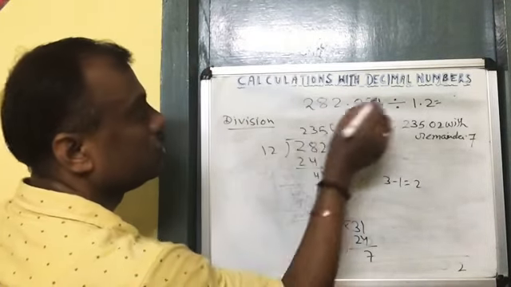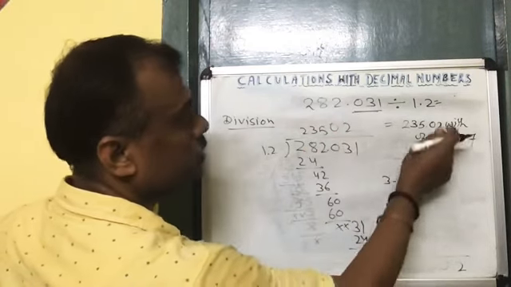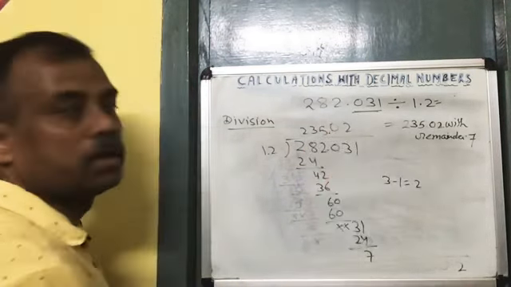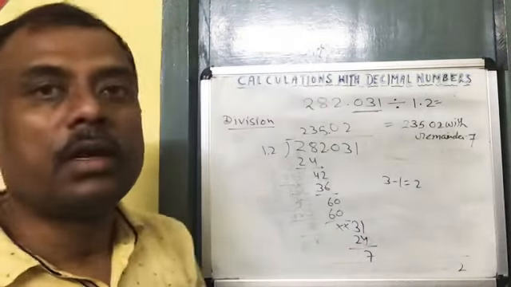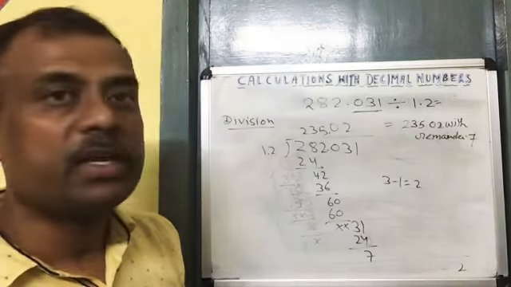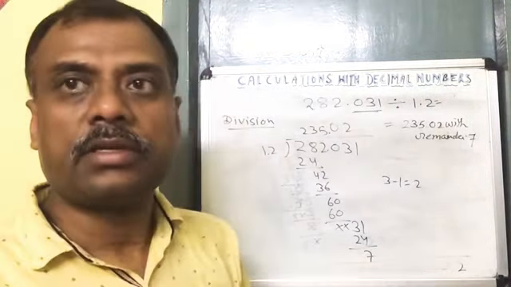You can write it here also. Now you can put this much or this after the decimal. So this is the very easy way. In this way you can do multiplication and division. So there will be fewer chances of mistakes. Thank you.